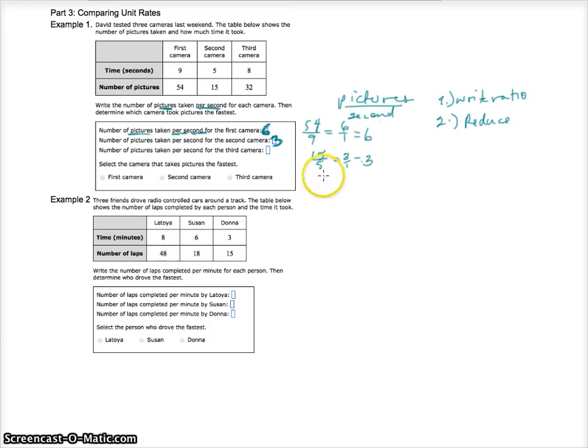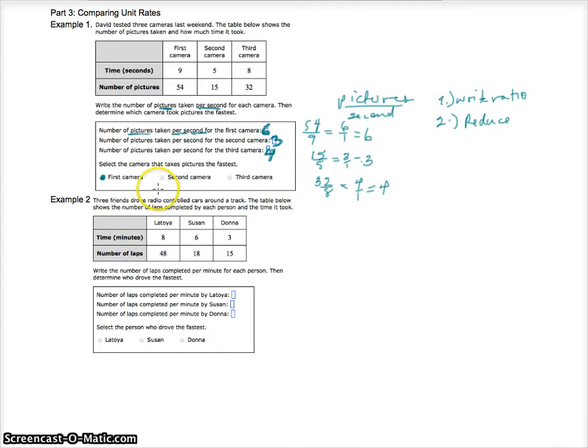And the third camera was 32/8. So we reduce that to 4/1, which is 4. So now we have to determine which camera took the picture the fastest. 6 pictures per second, 3 pictures per second, or 4 pictures per second. Well, 6 pictures in 1 second is the fastest because it can produce the most over the shortest span of time.